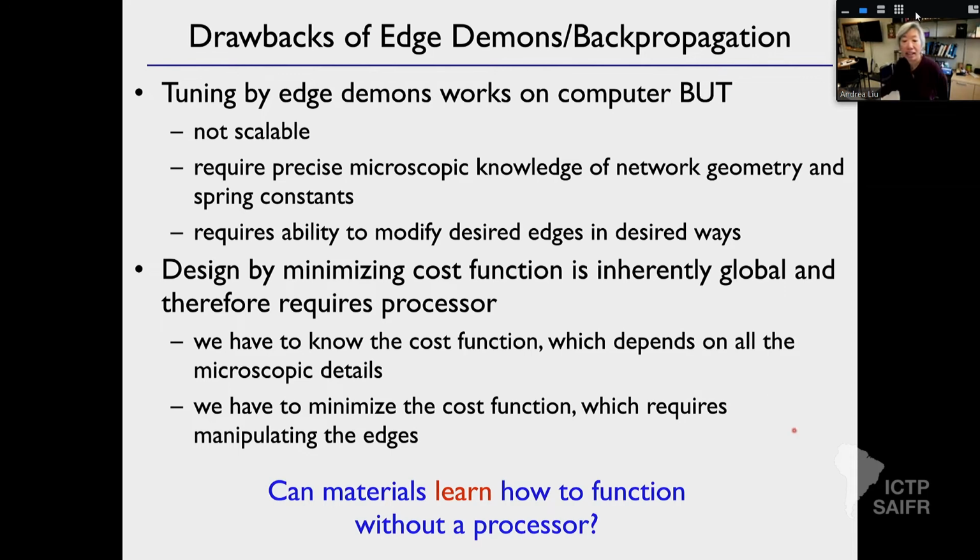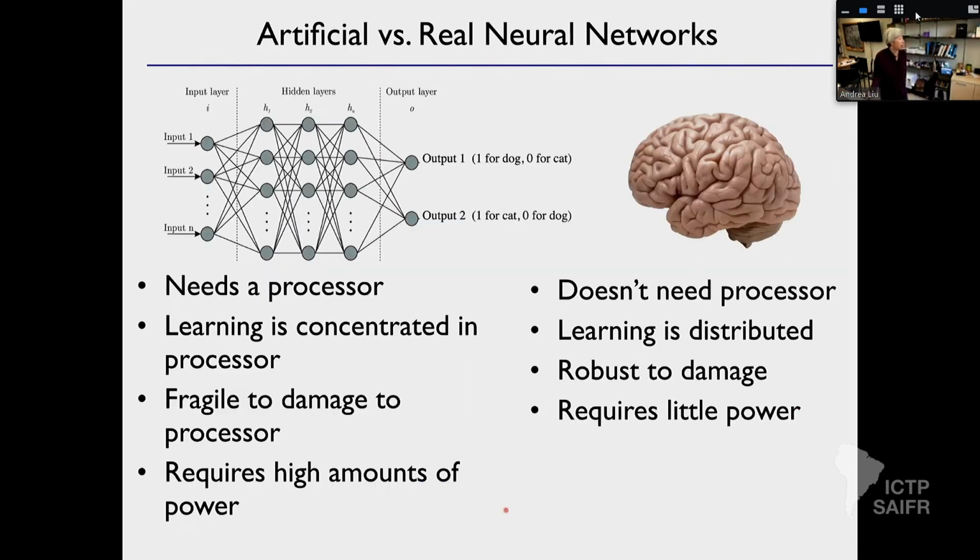So the question is, can materials learn how to function without a processor? Let me draw the contrast between an artificial neural network and a real one. The artificial neural network needs a processor, as I just said. The real one, there's no computer attached to our brains. Our brains do it on their own. They don't need a processor.